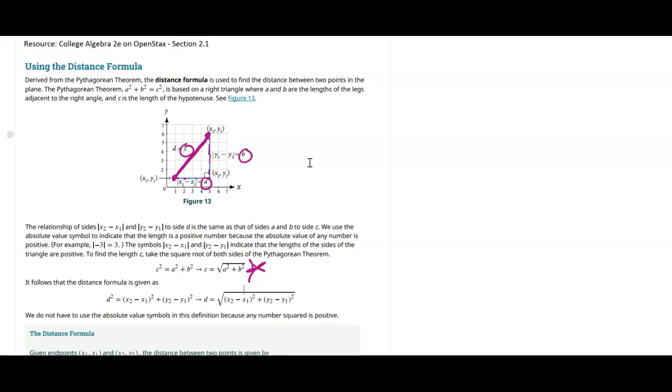So what you're going to do is you're just going to identify which one you're going to call point 1 and point 2. You'll then find the difference between point 2 to point 1 in the x's, distance between them in the y's, plugging in. That way you can find your A piece and your B piece, and then take the square root so that you find the distance.